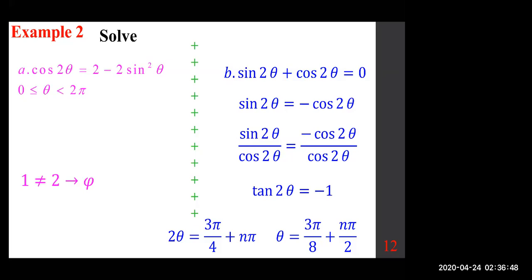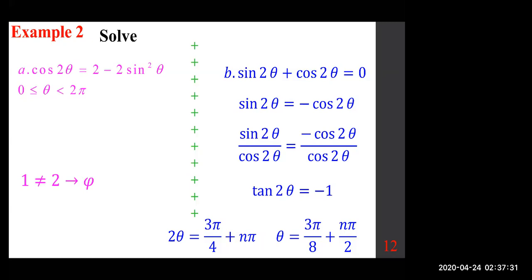So let's start with the first one. Part A says cosine 2 theta is 2 minus 2 sine squared theta. And let's calculate theta, where theta is between 0 and 2 pi. So we can establish what's going on here. So 2 minus 2 sine squared theta. If we bring it to the other side, what is cosine 2 theta? We can write cosine 2 theta.